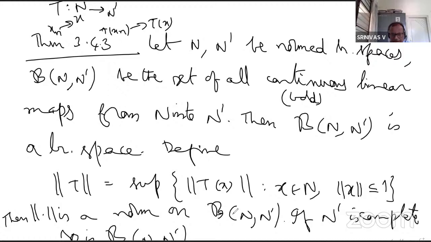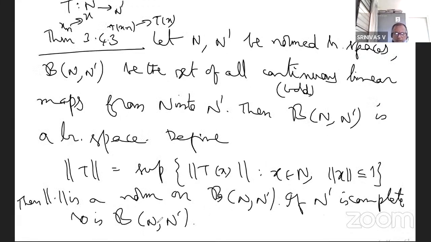In fact, if your space N dash is complete, you can show that this also is complete. What do you mean by completeness? If in a space every Cauchy sequence converges, we say that space is complete. So you take a Cauchy sequence in this space under this norm, and you can show that that Cauchy sequence converges. This becomes complete.